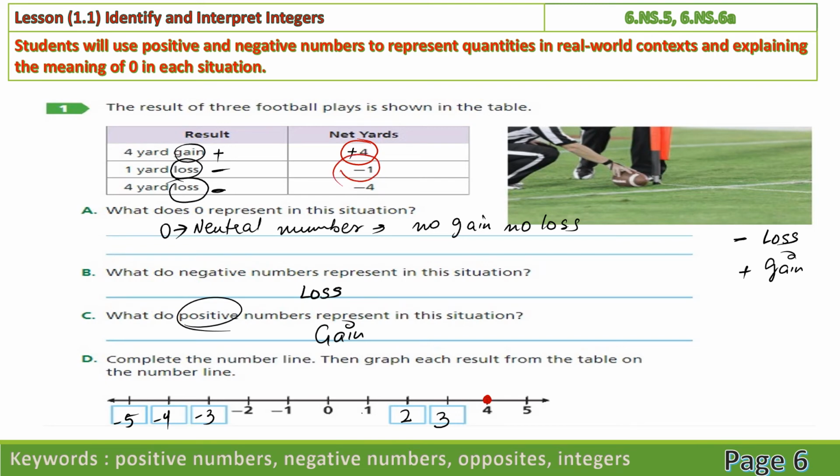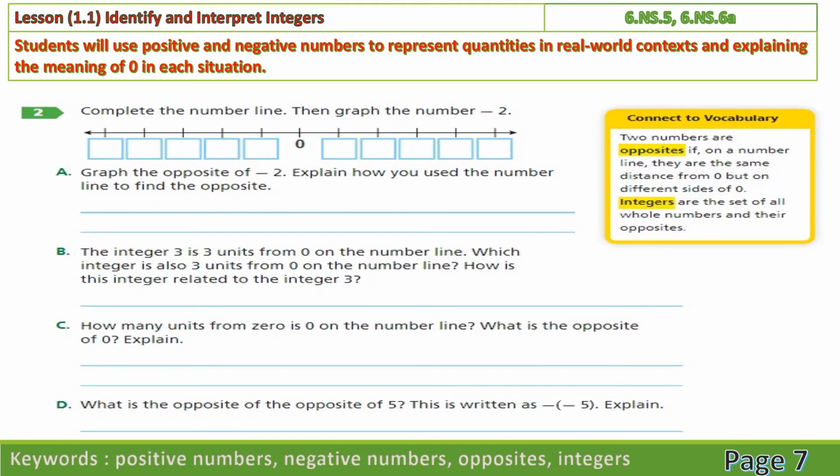-1. So where is -1? Put a point here. -4. So where is -4? Here is -4. Complete the number line. Okay.